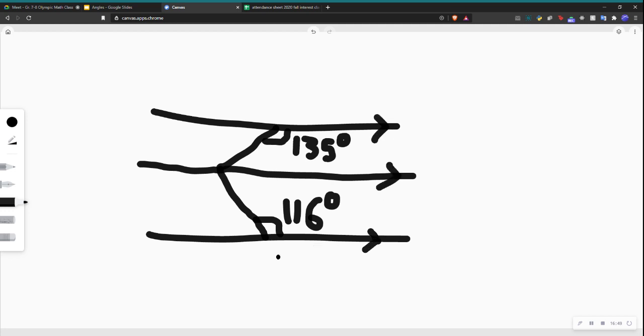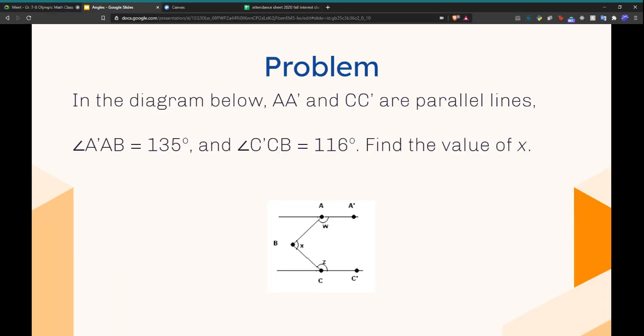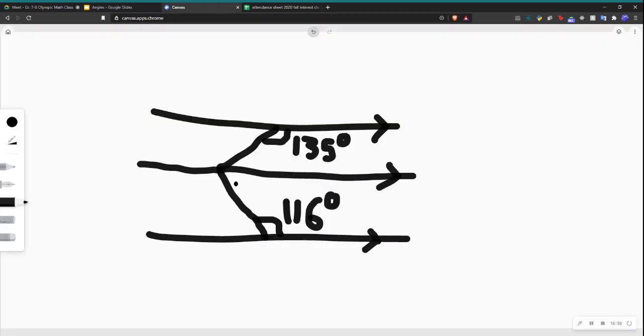And the reason why we do that is we can use the co-interior angles. I think it was called co-interior, right? Let me check. Yeah, co-interior angles. Remember, we have this angle and then we have this angle. So 135 degrees, and let's call this one Y, and 116 degrees, and let's call this one Z. So Z and 116 degrees are co-interior, Y and 135 degrees are co-interior. And remember that co-interior angles add up to 180 degrees. My handwriting is awful today.